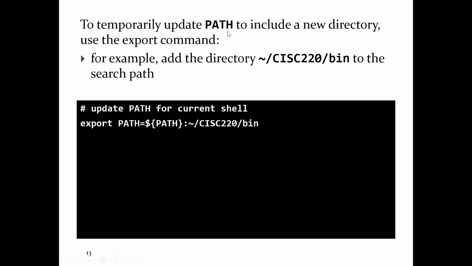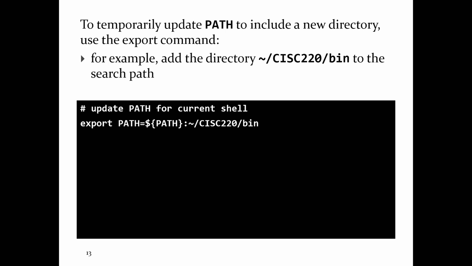So you can temporarily update the path by using the export command. How do you read this? The export command takes in an environment variable, in this case the one called PATH. I'm going to set PATH to be equal to the current path, so dollar braces PATH. That's parameter substitution, so that's the current path, colon, my home directory, sys220/bin. And that will add the directory sys220/bin to my current path.